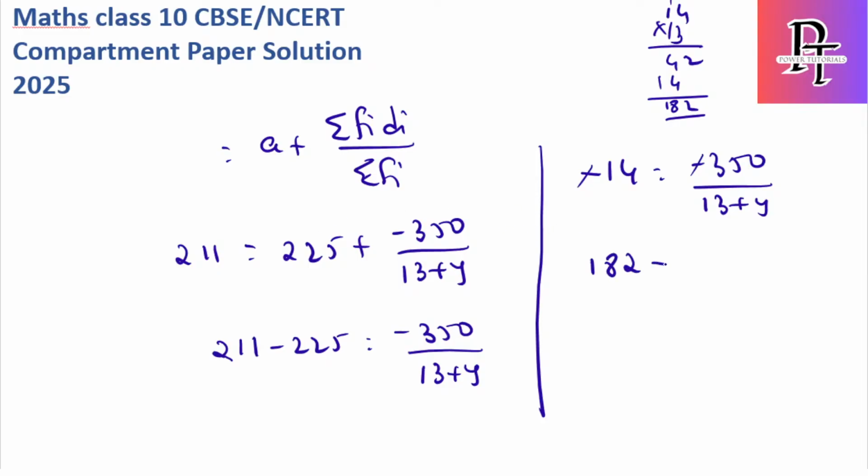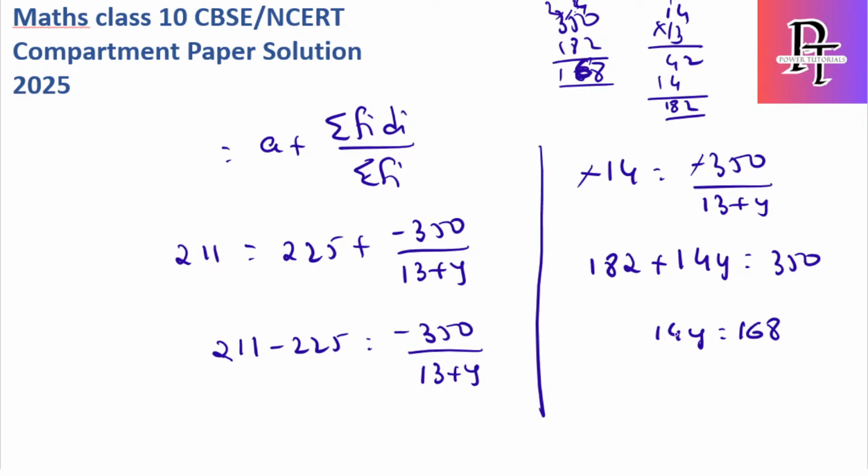So 182 plus 14y, I'm getting equal to 350. So 14y will become 350 minus 182. Let's do it here. 350 minus 182, you'll get it as 168. Here comes 168. So 14 1s are 14, 14 2s are 28. You will get the y value as 12.